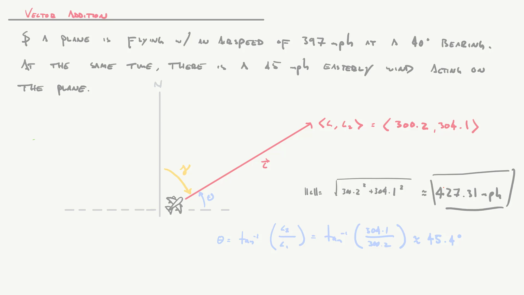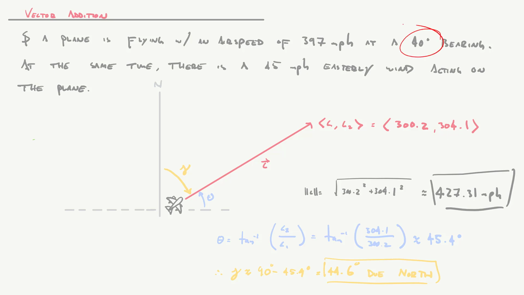To find the bearing, you have to figure out what the direction angle for this resultant vector is. So to do that, I noticed it's already in quadrant 1, so I just straight up took tangent inverse of vertical component divided by horizontal component to get 45.4 degrees, which means the bearing is 90 minus that. In this case, it's 44.6 degrees due north. So we're being blown off course a little bit.